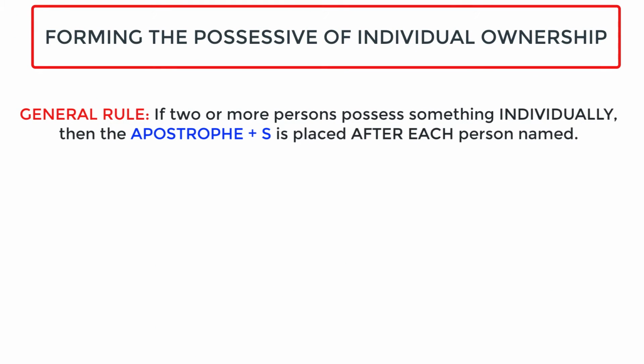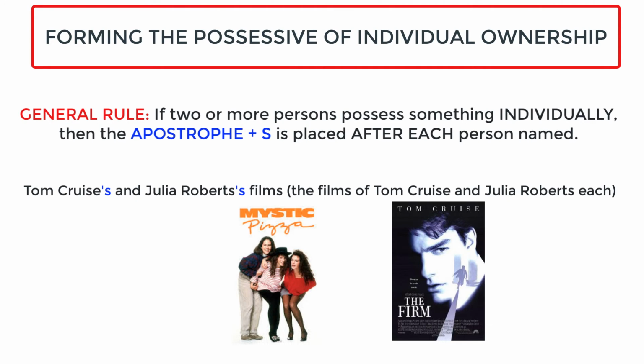But if two or more persons or companies possess an item individually, you will put each one's name in the possessive form. For example, Tom Cruise's and Julia Roberts' films.